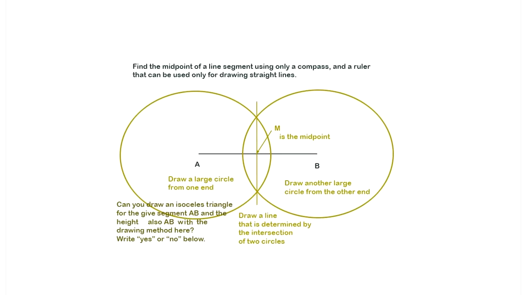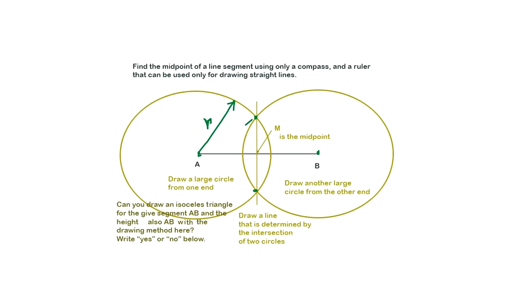Now find the midpoint of the line segment using only a compass and a ruler. How do you do that? Okay, you have a segment AB and you draw the circle using compass. The radius is arbitrary but bigger than half of the AB. So two circles intersect here.